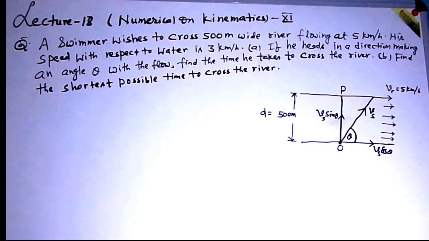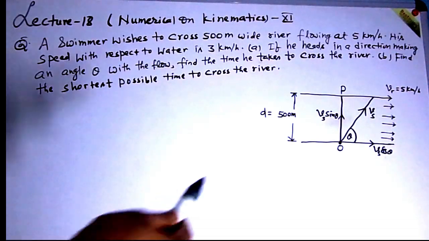The problem is: a swimmer wishes to cross a 500-meter wide river flowing at 5 km per hour. His speed with respect to water is 3 km per hour. If he heads in a direction making an angle theta with the flow, find the time he takes to cross the river. The second case is to find the shortest possible time to cross the river. So that is the concept in this question.